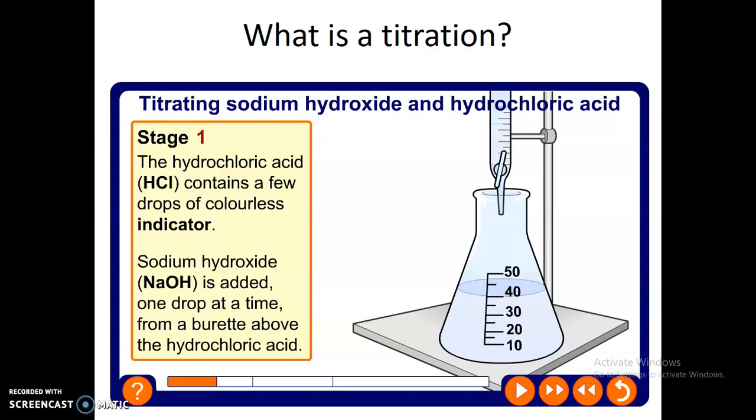Now, the indicator in this case we tend to use is something called phenolphthalein. It's an awesome indicator, and it goes colourless to pink. It's a brilliant endpoint. You can see it a mile away. So you add a few drops of an indicator.